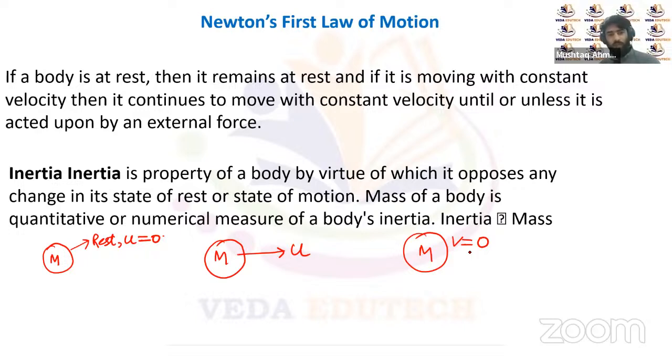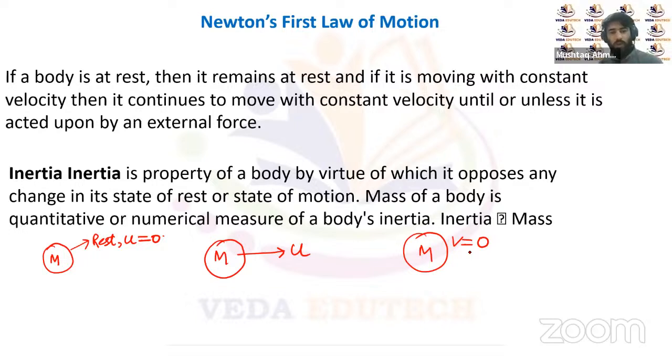So if the body is at rest, then it remains at rest. If it is moving with constant velocity, then it continues to move with the same constant velocity until or unless it's acted upon by an external force, right? That's clear from these examples, and that's actually what Newton's first law of motion says.